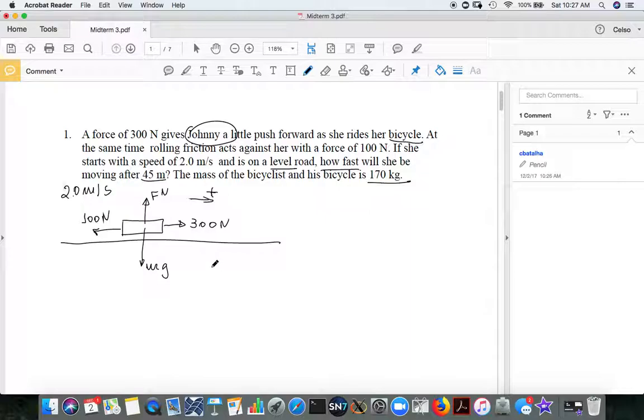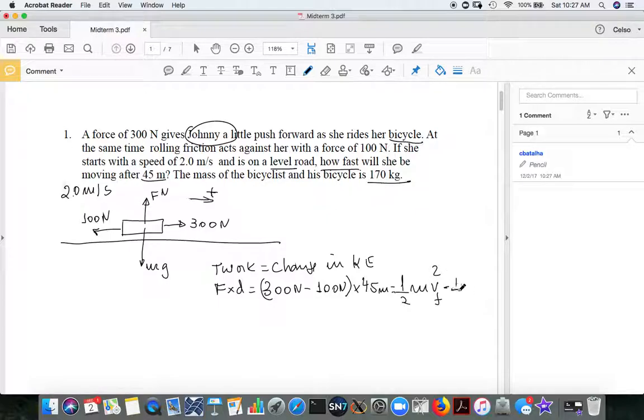In this particular case, the total work being equal to the change in kinetic energy. Right. So what is the work? The work is net force times displacement. What is the net force? Net force in x is 300 minus 100 times displacement, which is 45 meters. This is equal to the change in kinetic energy, which is half mass final velocity square minus half mass initial velocity square.